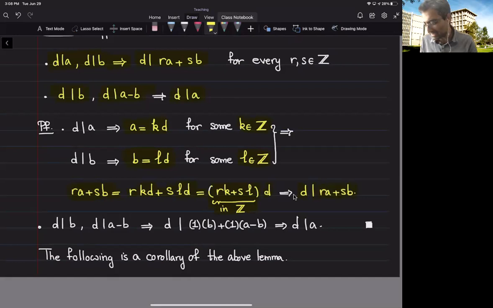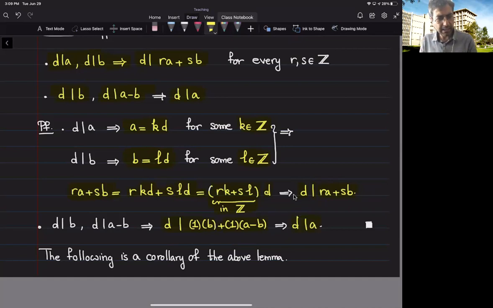Now, to understand the second part, it's enough to notice that a is nothing but 1 times b plus 1 times a minus b. So a itself is an integer linear combination of b and a minus b. So using part 1, knowing d is a common divisor of b and a minus b, we can deduce that d is a divisor of a.